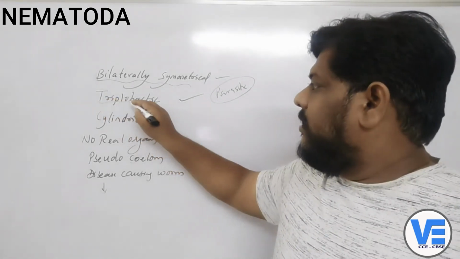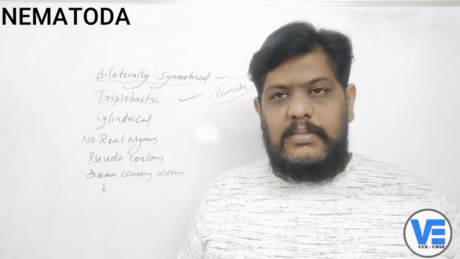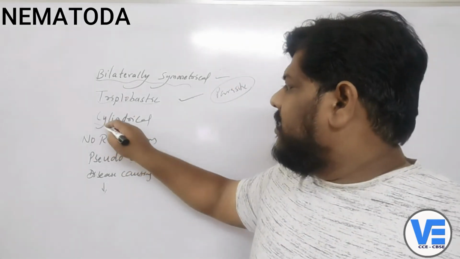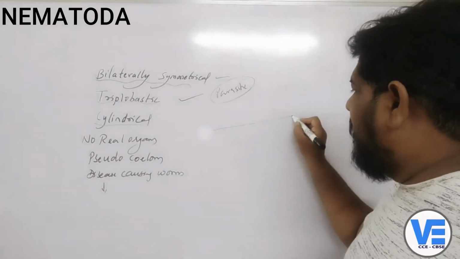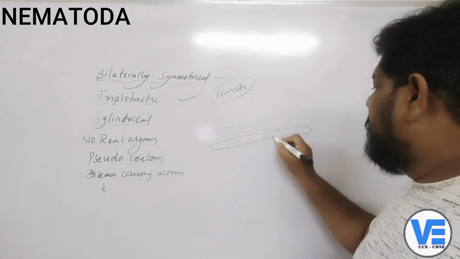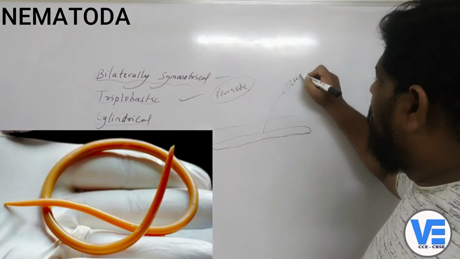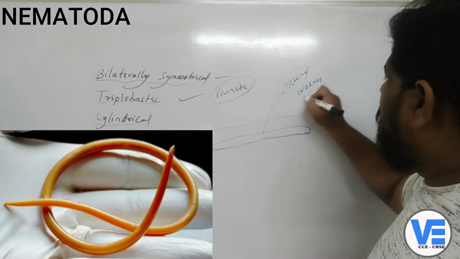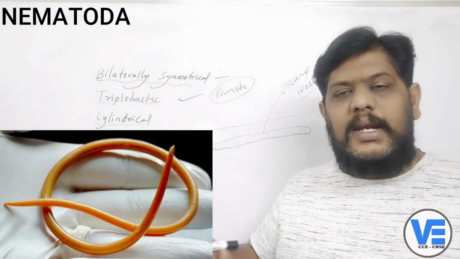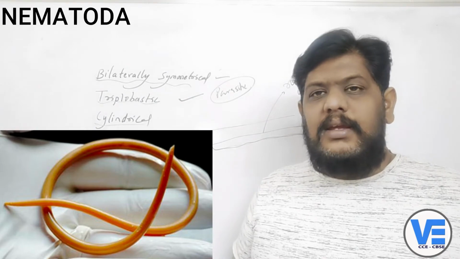The third one is they are triploblastic. That means the cells have three layers: ectoderm, mesoderm, and endoderm. Okay, there are three layers in the cells. Now, unlike flatworms, which are absolutely flat, these organisms are round. Because they are round, the organisms in the Nematoda are called roundworms. The organisms in these nematodes are absolutely cylindrical in nature, and that's the reason why they are called roundworms.